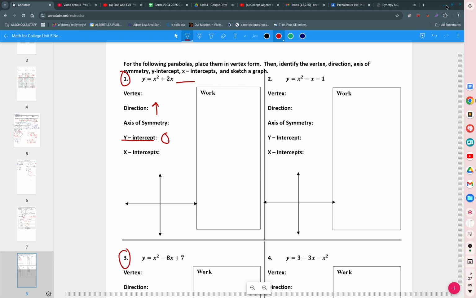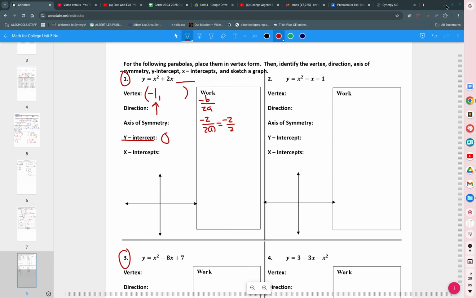I like to then go to my vertex. I use the equation negative b divided by twice the a value. And so for negative b, I take the 2 and I make it negative. So negative 2, divided by twice the a value. The a value is the value in front of x squared, which is 1. So it's 2 times 1. Or negative 2 over 2. Which is negative 1.